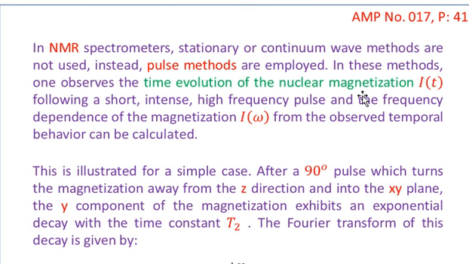So we provide a pulse to the material, and then we observe the time evolution of the nuclear magnetization I of t following a short, intense, high frequency pulse. The frequency dependence of the magnetization, I of omega, can be calculated from the observed temporal behavior, I of t.